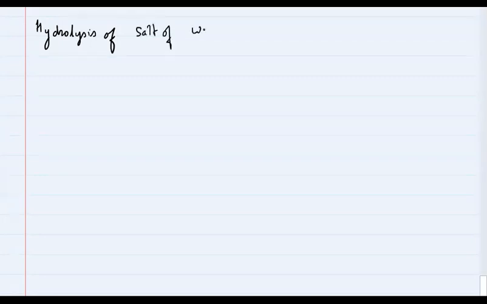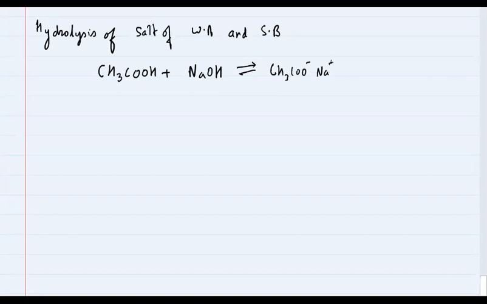So, hydrolysis of salt of weak acid and strong base. Weak acid I'm taking as acetic acid, which is CH3COOH. Strong base I'm taking as NaOH. Now, this is your CH3COO- Na+ plus H2O. Now, this is your salt, right everyone? Okay, agree? Now, I'm not asking you to make this reaction reversible, because it won't be reversible.